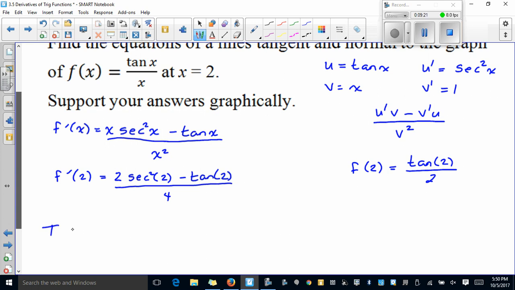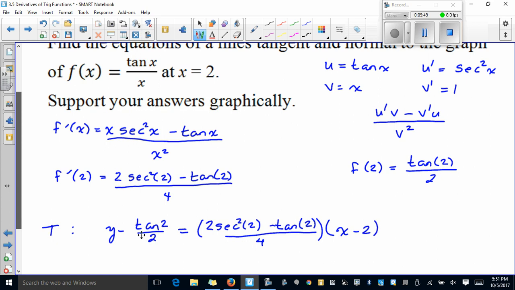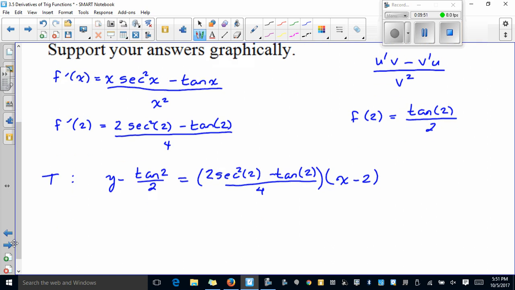Our tangent line is going to be y minus my y value of tangent of 2 over 2 equals my slope, 2 secant squared of 2 minus tangent at 2 all over 4 times x minus 2. I know you guys are going, well, this is kind of monotonous. My biggest thing is I want to make sure that we don't get ugly answers or ugly fractions that you're fighting through now, that decimal values.